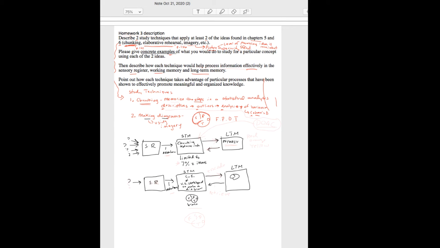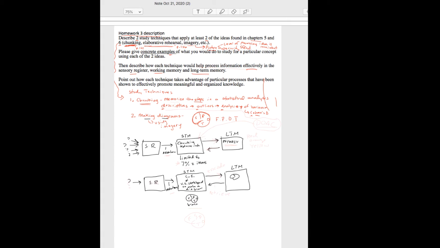Here we can see how we might do homework 3 in a step-by-step procedure. First, you want to describe 2 study techniques that apply at least 2 of the ideas found in chapter 5. Mainly chapter 5, but also chapter 6 is helpful.